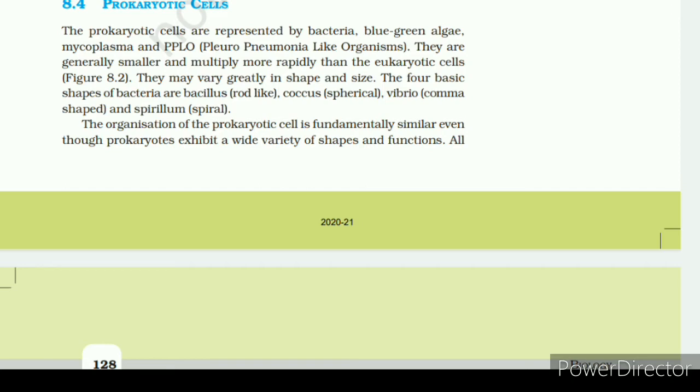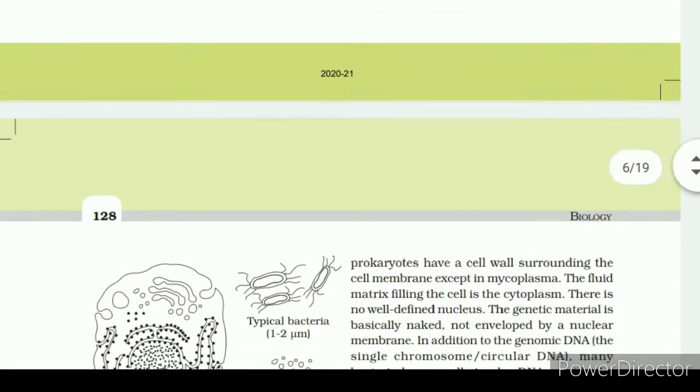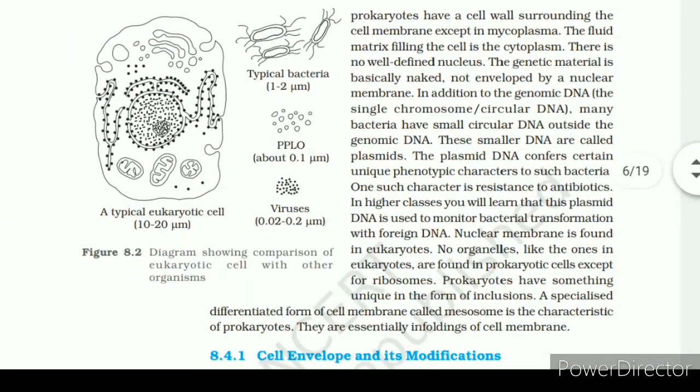8.4.1 Cell envelope and its modifications. Most prokaryotic cells, particularly the bacterial cells, have a chemically complex cell envelope. The cell envelope consists of a tightly bound three-layered structure, that is, the outermost glycocalyx, followed by the cell wall, and then the plasma membrane. Each layer of the envelope performs a distinct function. They act together as a single protective unit.